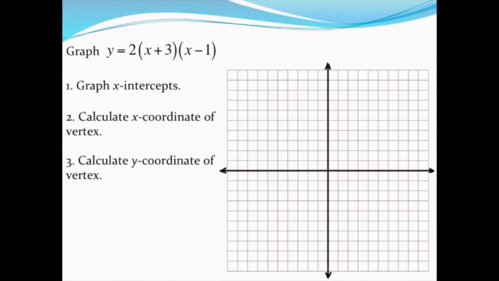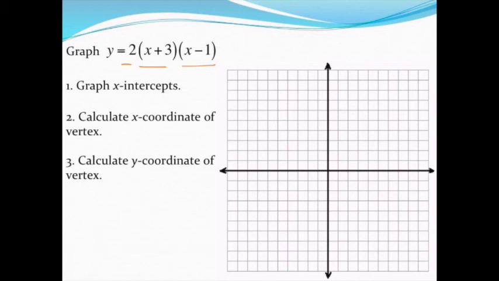So your giveaway that you're in intercept form is you're going to see all your pieces multiplied together. There will be no plus or minus signs outside of the parentheses. Now there are going to be plus or minus signs inside, but that's okay. Every individual piece is being multiplied together. Sometimes I call this factored form because really this has been factored for us. So, three easy steps to graphing these parabolas by hand.